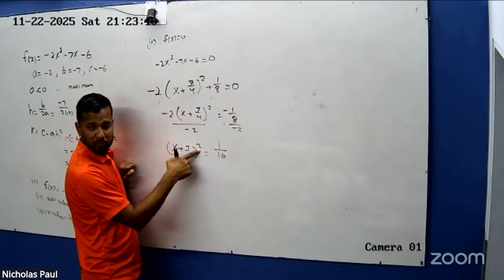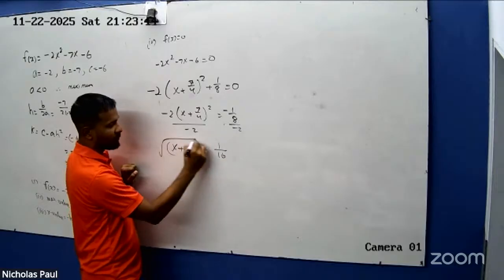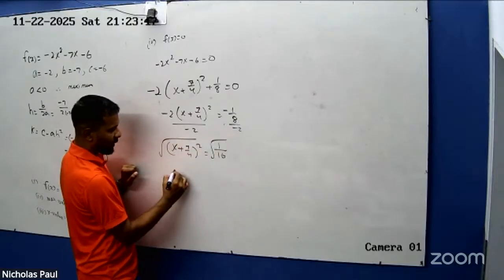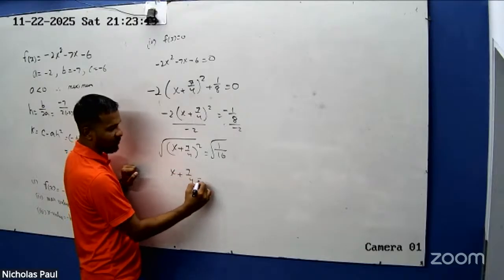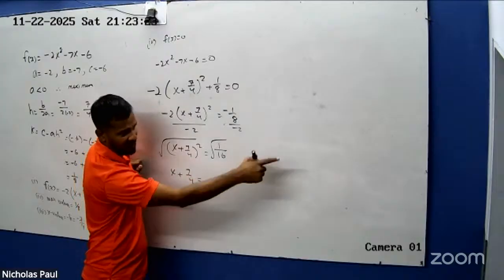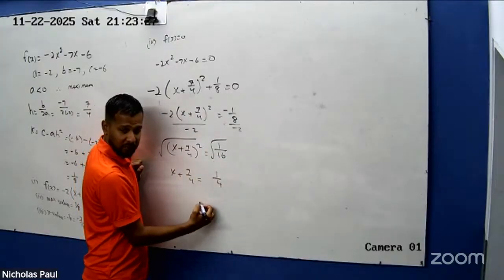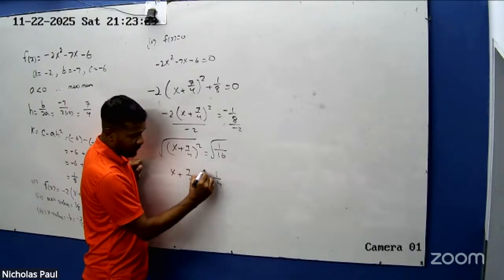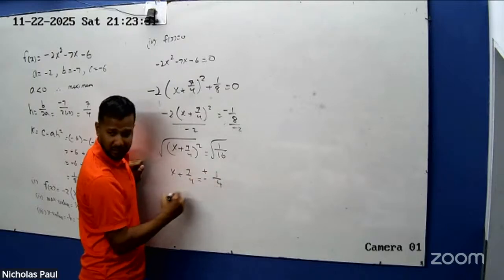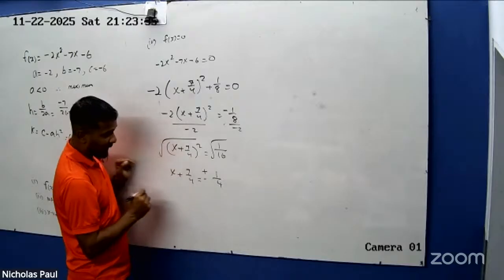Then what are you going to do now? Square root both sides. Square root here, square root here. So you'll end up with x plus 7/4. When you square root this, I want you to remember something, right? I think I showed you there. When you square root 1/16, yes, you will get 1/4, but you will get positive and minus. You okay with that? Last step.